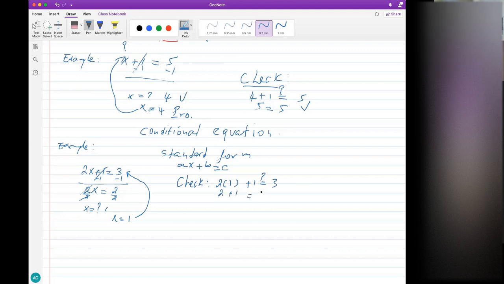plus 1 equals 3. Again, we still need that question mark until we confirm. 2 plus 3 plus 1, that's 3. Also 3, that checks. We don't need that question mark here anymore because we know for a fact that 3 is equal to 3.